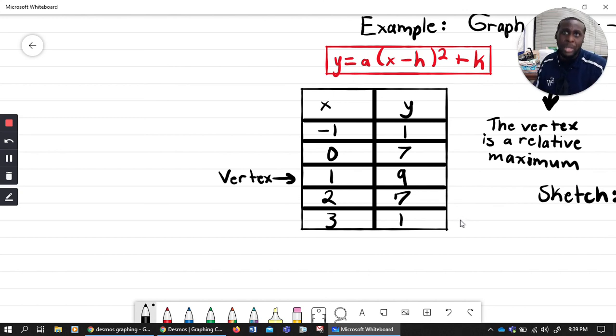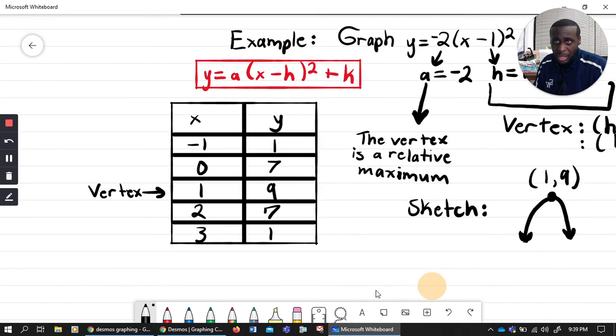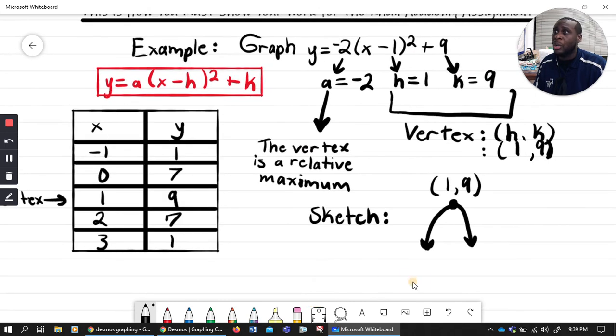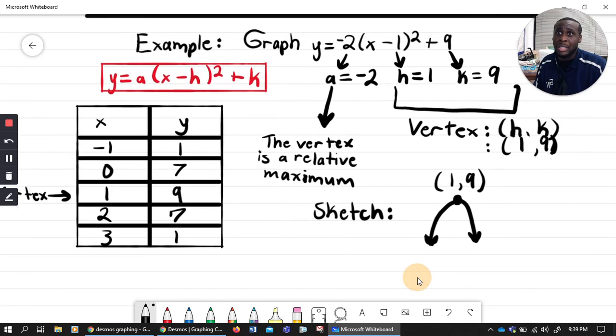So this is how you need to show your work for me when you're doing that Khan Academy assignment, okay? And you need to show all of these things here that I've asked you to show, okay? Again, you need to label your A, H, and K. You need to tell me what the vertex is. You need to let me know whether or not it's going to be a relative maximum or minimum. You need to do a little sketch for me, and you need to show me your table of values.